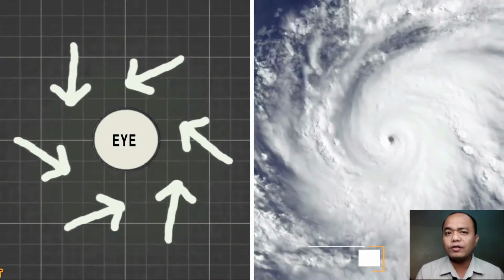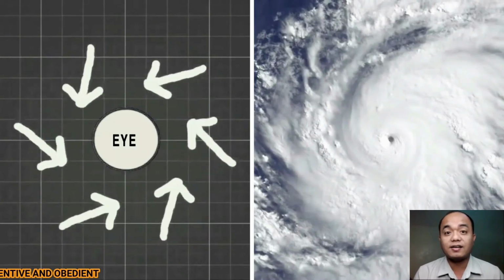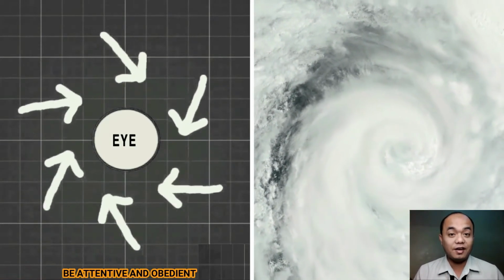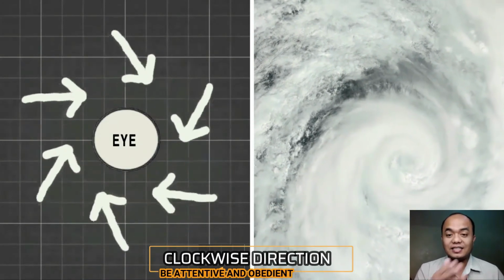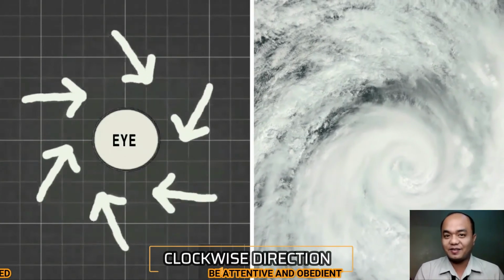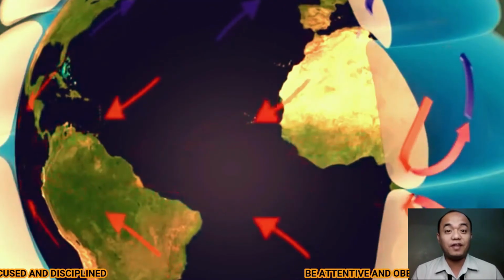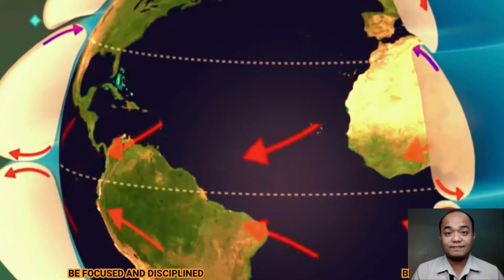And how about the Southern Hemisphere? What is the direction of their typhoons there? Yes, very good! Typhoons in the Southern Hemisphere spin in clockwise direction, just like you see here on the screen. Now what else, class? What do you think are other effects of deflected air? Especially here in the Philippines.